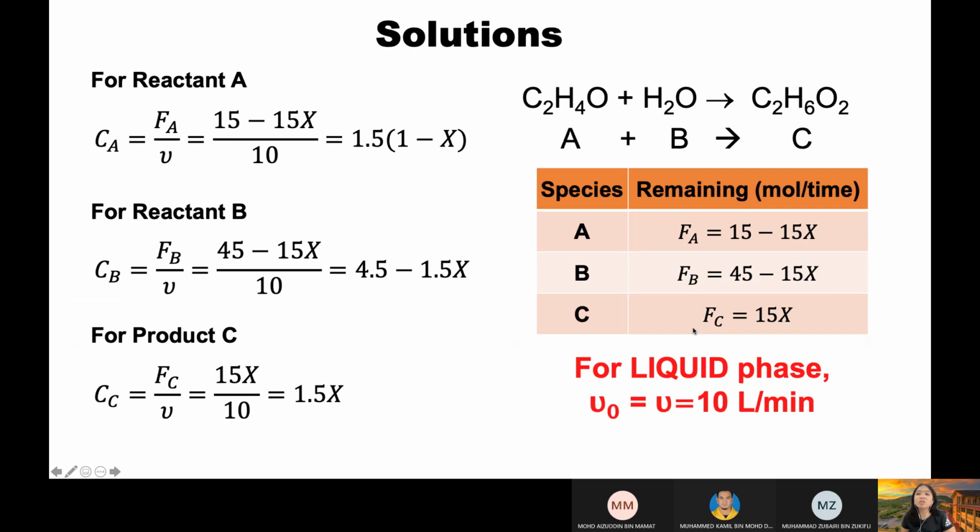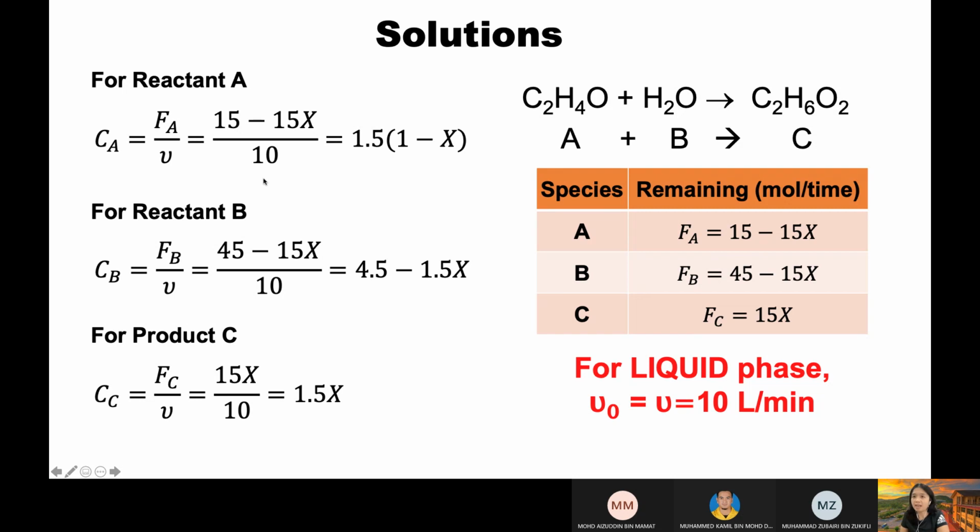Okay, we want to find the concentration. So concentration is the easiest part, because this is liquid phase. That's why we made the table. We use the table to find the concentration. So outlet concentration of ethylene oxide, CA, equals the outlet molar flow rate of A divided by the outlet volumetric flow rate. FA from the table was 15 minus 15X. Just take it from the table. Volumetric flow rate, because it is liquid, outlet and inlet volumetric flow rate are the same.